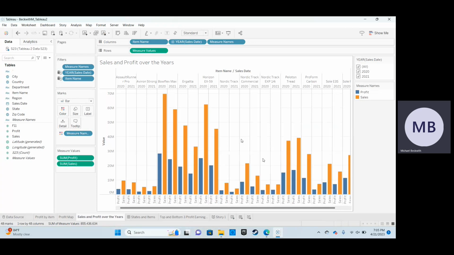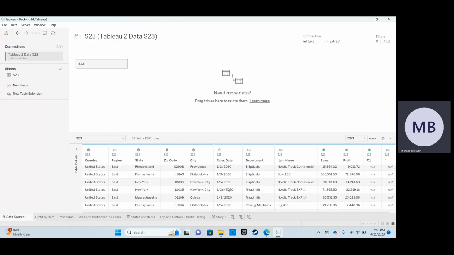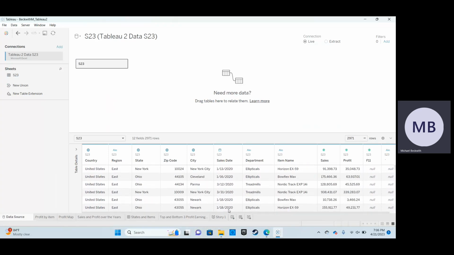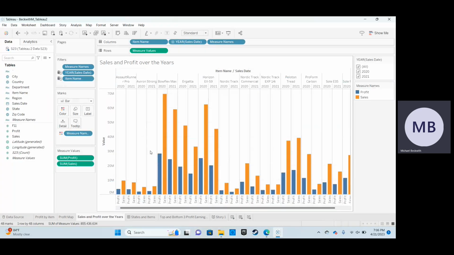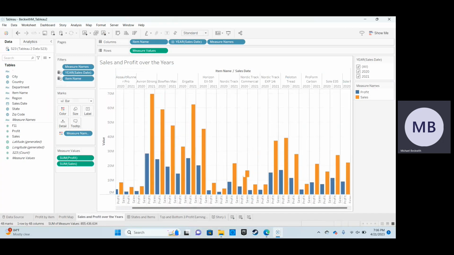So in the data set, we have 2 separate years that are recorded, the sales date. We have 2020, and then every now and then there's 2021. So I decided to include that. And we can see over the years each item, for example, the Bowflex Max from 2020 to 2021, profit and sales have decreased. And you'll notice this is the trend of most items. They have decreased in both sales and profit.